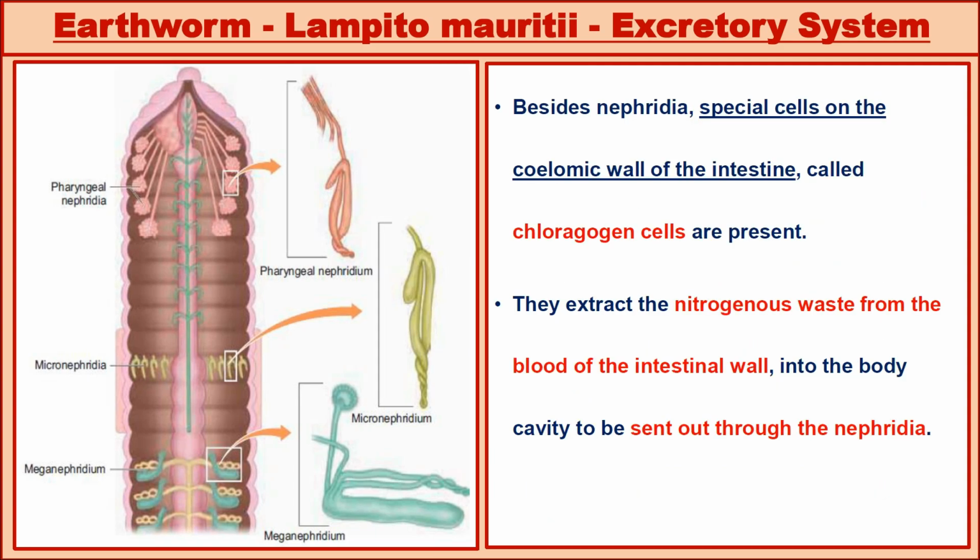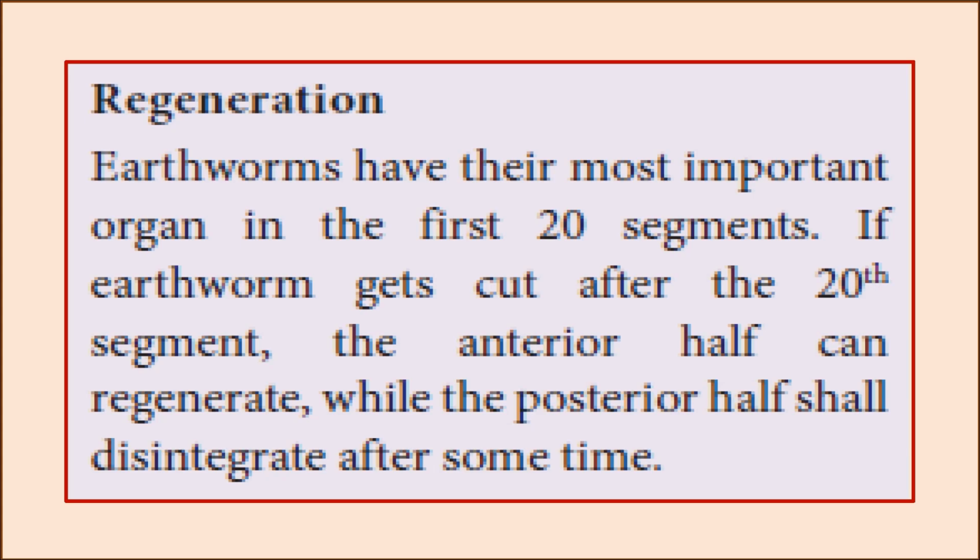Besides these nephridia, they also have a special type of cells present in the coelomic wall of the intestine, called chloragogen cells. These cells extract the nitrogenous waste from the blood of the intestinal wall and send it into the body cavity. From there the nephridia collect it and leave it out to the exterior of the body.